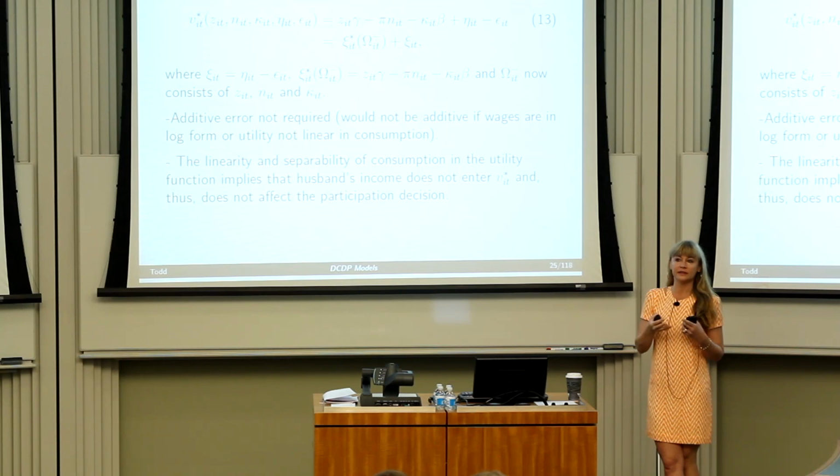Because in your data, you're going to see women that have husbands that earn the same amount, and they have the same number of kids, and they have the same education level, so they're observably identical people, and one woman's working and one's not. So that's what the preference shock will explain.